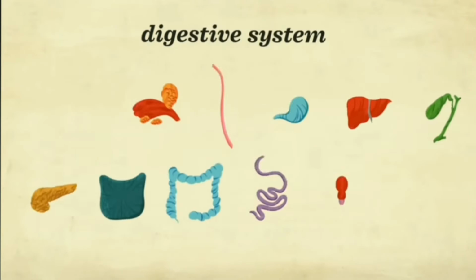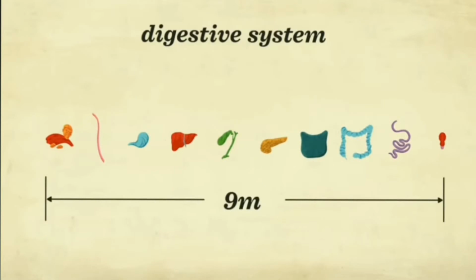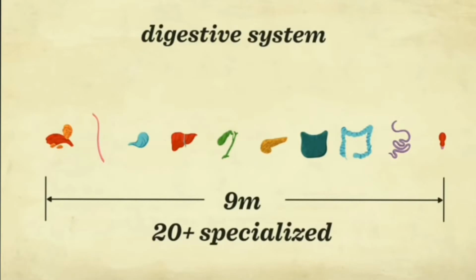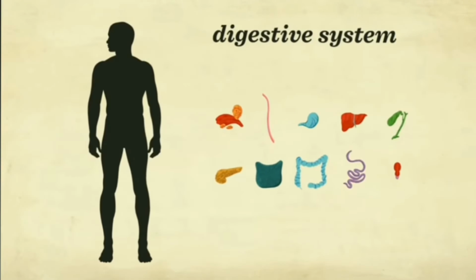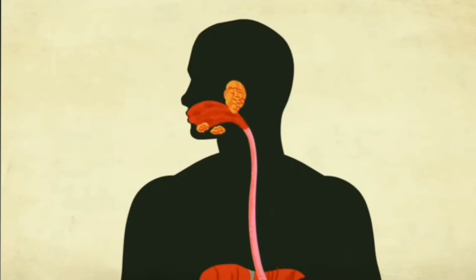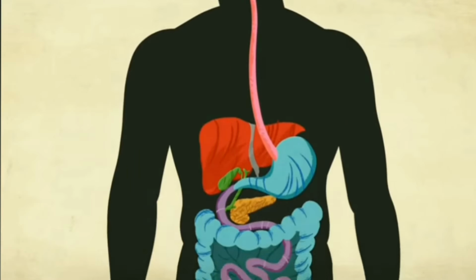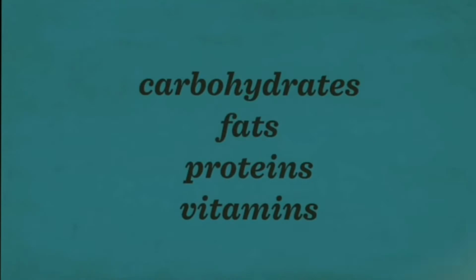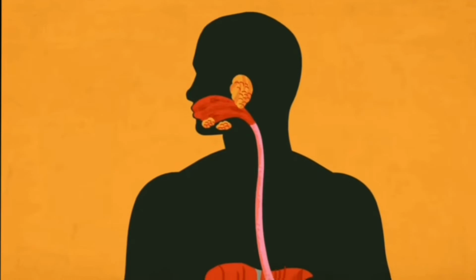The digestive system comprises 10 organs, covering 9 meters and made up of 20 specialized cell types. This is one of the most diverse systems in the human body. Let's have a look at how they work and digest the various nutrients.